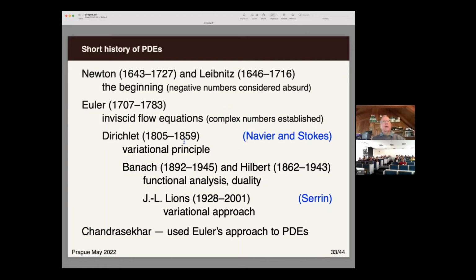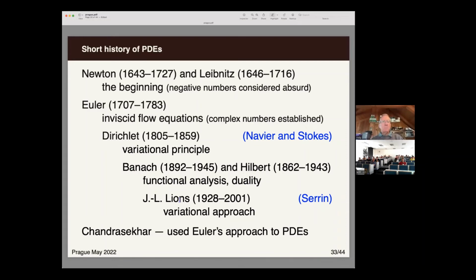Later, Dirichlet came along and thought differently about differential equations from the way Euler did. So he established his variational principle. Dirichlet lived about the same time as Navier and Stokes. And then Dirichlet's ideas became more refined in functional analysis, Banach and Hilbert. And the concept of duality was established, which is absolutely crucial for understanding equations like shock equations, conservation laws.